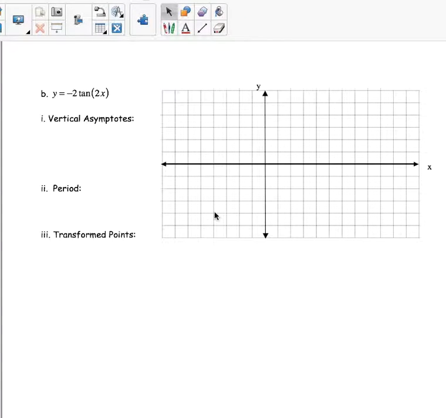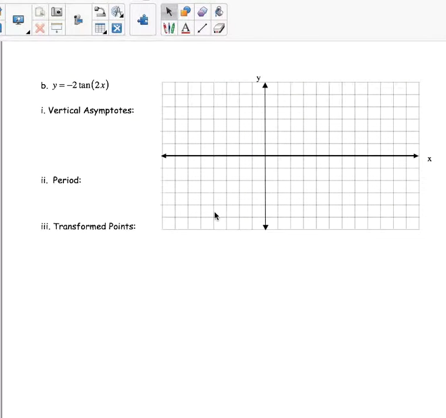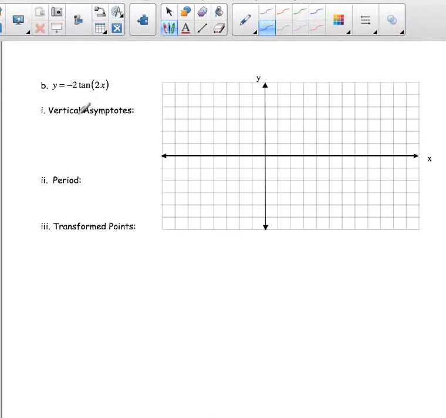Solution to example 3b from our notes on 6.5. It's a second example of a tangent function that we didn't have time to complete in class, and it's a transformed tangent function. We've got y equals -2 tangent 2x. So we're going to think about the parent function for tangent and see how these transformations will affect the new graph.